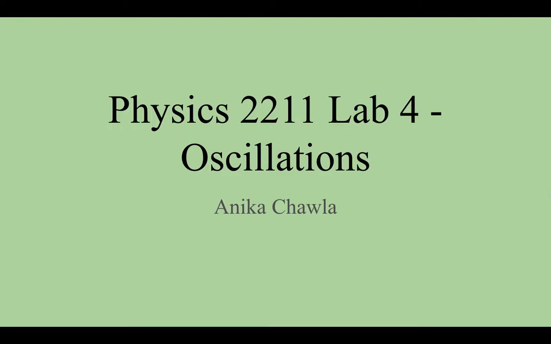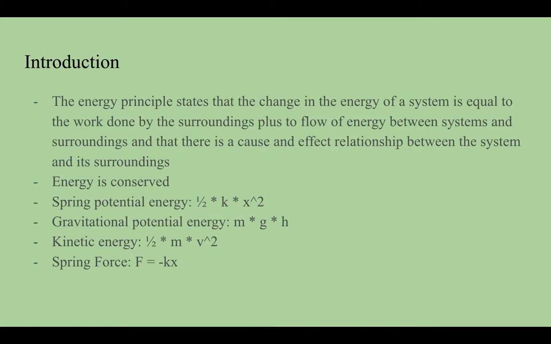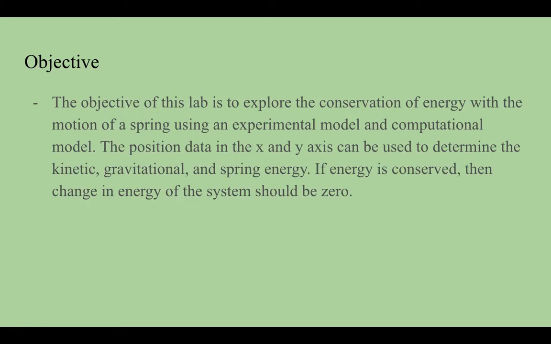in Lab 4 on oscillations. So the energy principle states that the change in energy of a system is equal to the work done by the surroundings plus the flow of energy between systems and the surroundings, and that there is a cause and effect relationship between the system and its surroundings. We also know that energy is conserved, and that spring potential energy is 1/2 kx squared, gravitational potential energy is mgh close to Earth, kinetic energy is 1/2 mv squared, and the spring force is F equals negative kx.